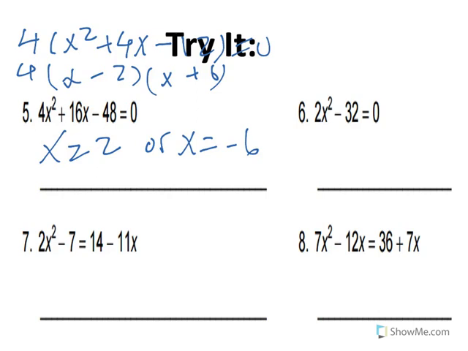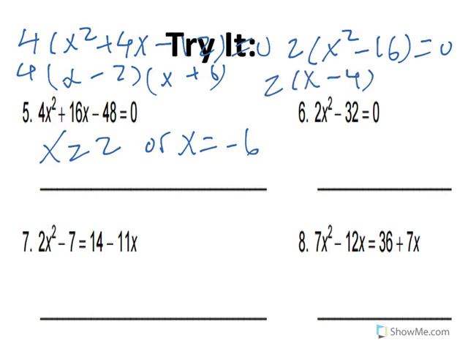For number 6, 2 and 32 can be factored out, so we factor out a 2. That gives us x squared minus 16 equal to 0. But 16 is a perfect square, so this gives us x minus 4 and x plus 4 equal to 0. So the answer would be x equals positive 4 or x equals negative 4.